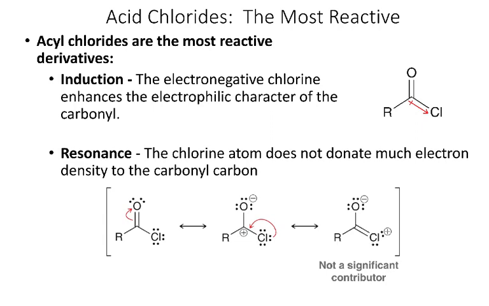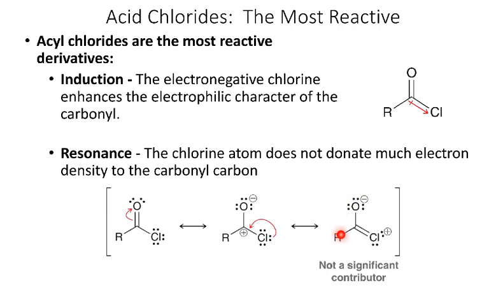When we consider the three resonance structures that we can draw for the acid chloride, of course, we can move the pi bond up to the oxygen, giving us a negative charge on the oxygen and a positive charge on the carbon. We saw this from the aldehydes and the ketones: in addition to the induction of the oxygen, this resonance structure is a big part of why this carbon is so electrophilic.